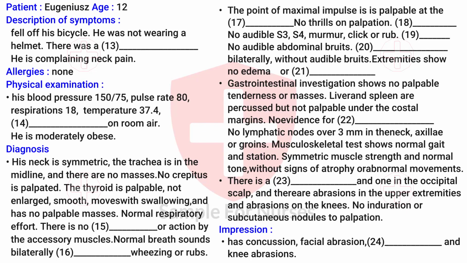There is a hematoma in the forehead and one in the occipital scalp, and there are abrasions in the upper extremities and abrasions on the knees. No induration or subcutaneous nodules to palpation. I have reviewed his chest X-ray and it is normal, right hand X-ray, which is normal, and an MRI of the head, which is also normal. He has concussion, facial abrasion, scalp laceration, and knee abrasions. Admit him today and his health condition will be monitored by our team. We have observation team working 24 hours.